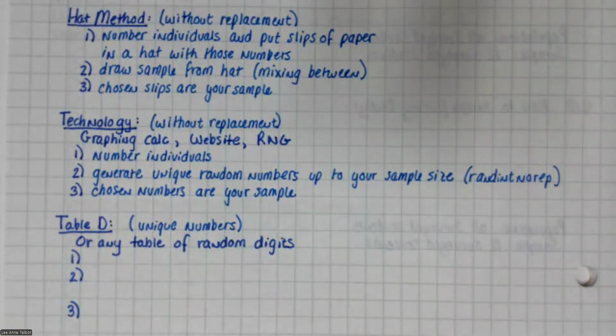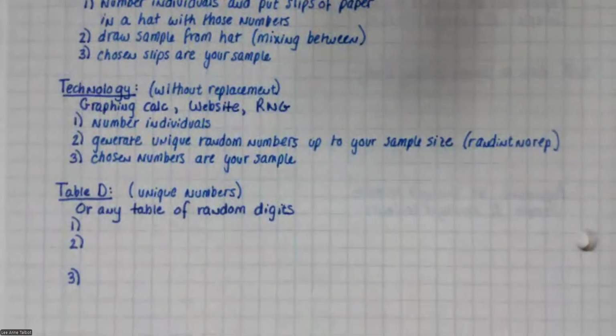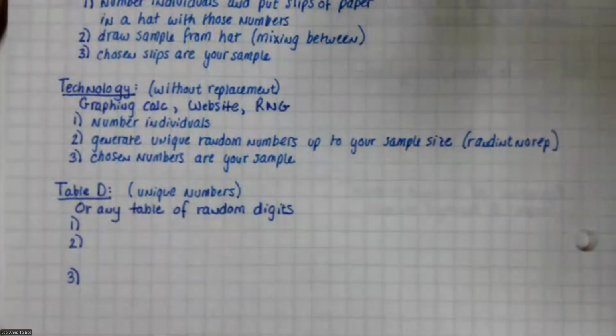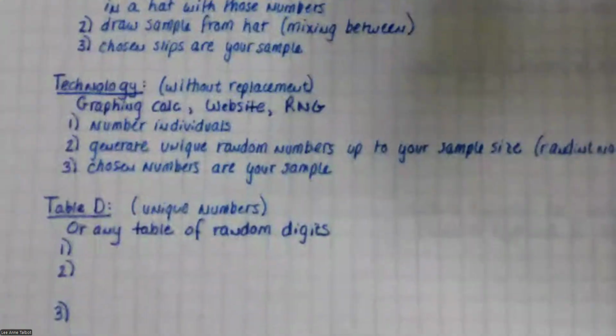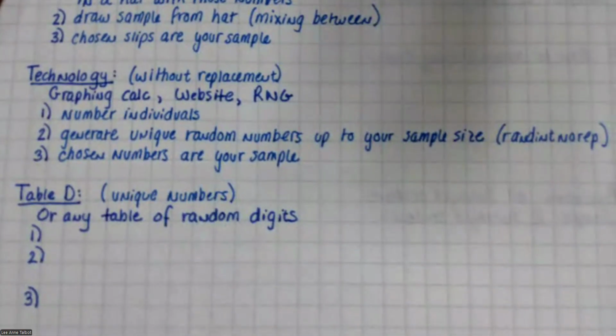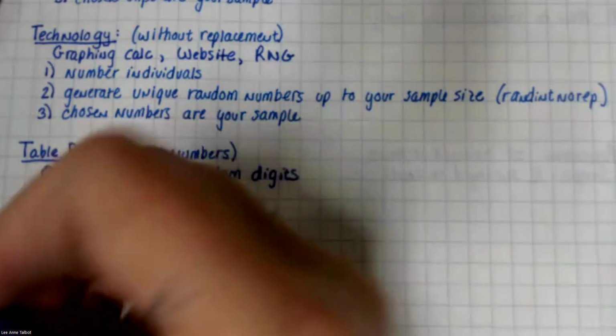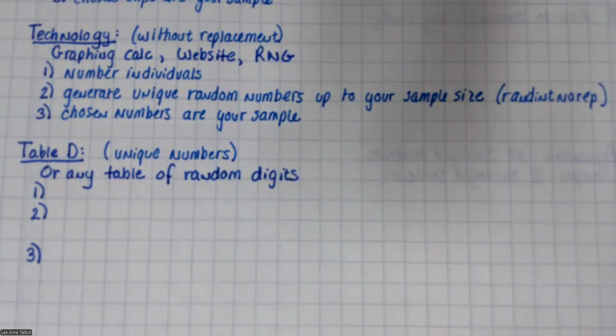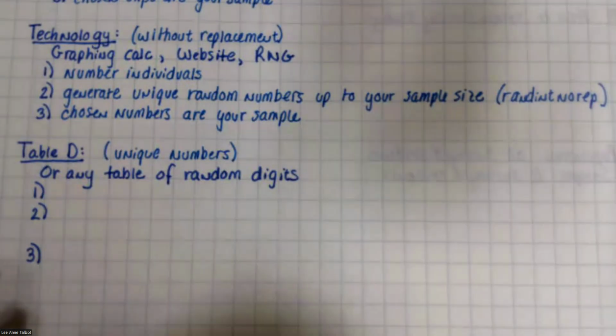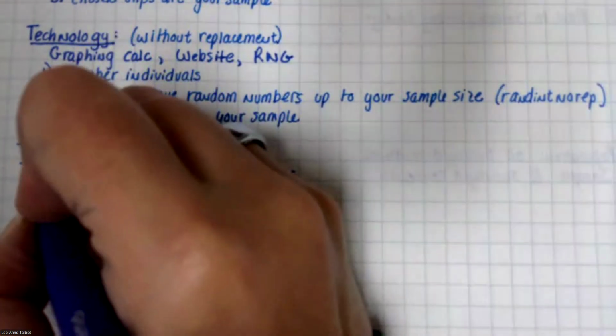Okay, last one, table D, your favorite. Oh, how you loved it. Do you remember how much you loved the circling and the highlighting, the repetitive tediousness of table D? We loved it so. What do you think the first step is? I don't know. I'm lost. Probably numbering the individuals. Yeah.